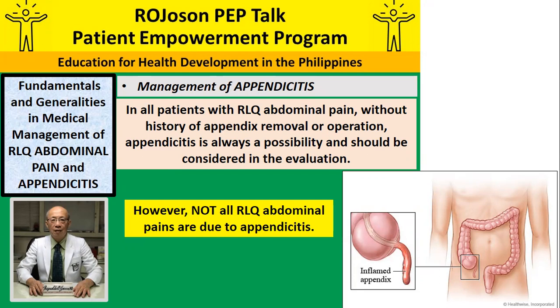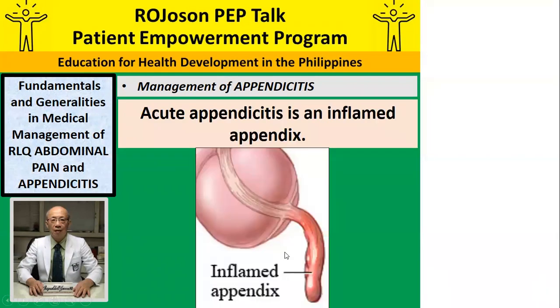But take note, despite the rule that I mentioned, always consider acute appendicitis as a possibility. You have to note that not all right lower quadrant abdominal pains are due to appendicitis. So you don't say, if there is right lower quadrant abdominal pain, it is already appendicitis. No, okay? You just have to consider the possibility of acute appendicitis. And for you to be able to make a definite diagnosis, you have to evaluate further. Palpations, observations. These are the things you have to do to make sure that you're dealing with acute appendicitis. Acute appendicitis is an inflamed appendix. This is the cecum. This is the appendix.